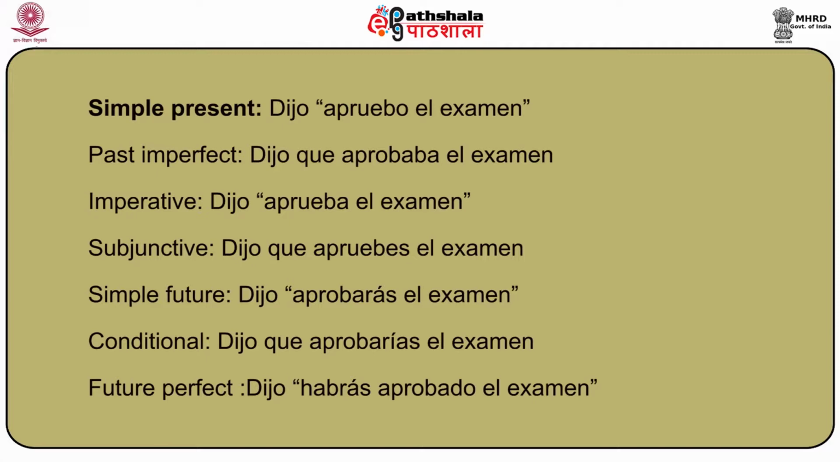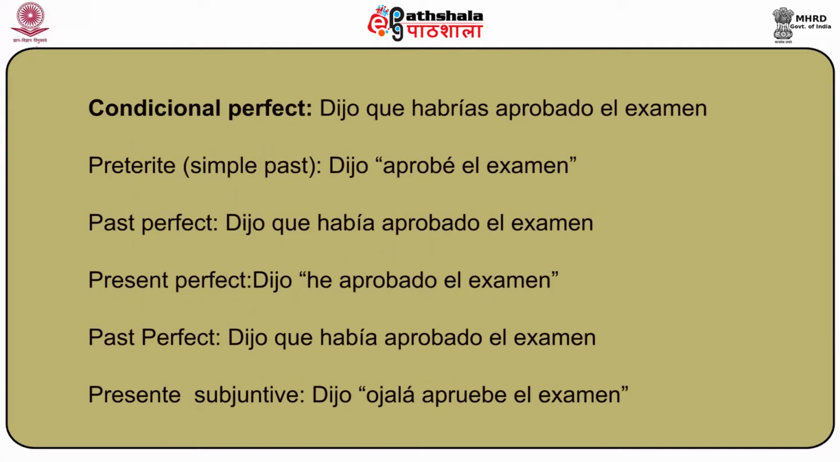The future perfect of the same sentence would be: dijo, habrás aprobado el examen. The conditional perfect would be: dijo que habrías aprobado el examen. And the preterite simple past would be: dijo, aprobé el examen. The past perfect of the same sentence would be: dijo que había aprobado el examen. The present perfect: dijo, he aprobado el examen. Past perfect: dijo que había aprobado el examen.